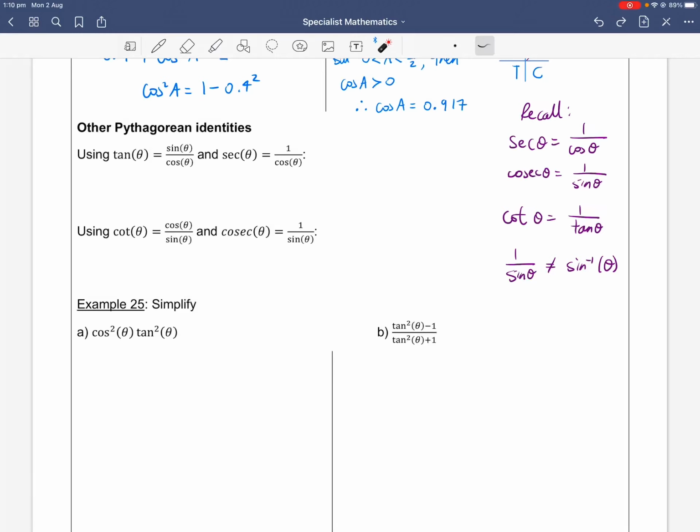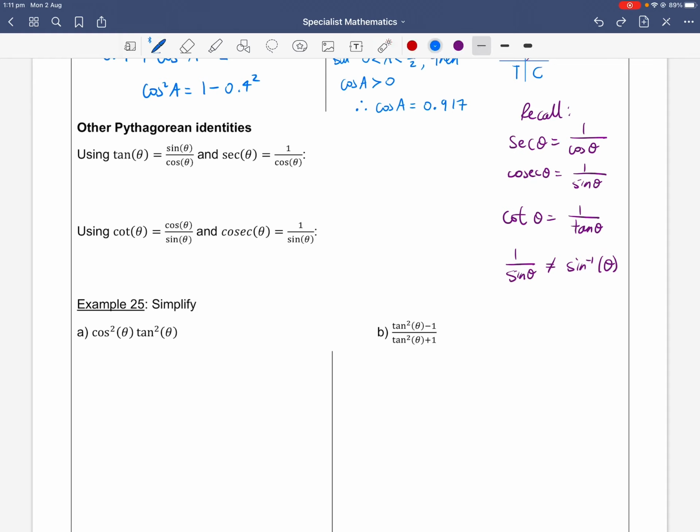So now that we have our Pythag identity, sine squared plus cos squared equals 1, we can derive two other Pythag identities from it. That requires us to recall our reciprocal trig functions. Sec means 1 over cosine, cosec means 1 over sine, cot means 1 over tan, and that 1 over does not mean inverse, because reciprocal and inverse are two different things.